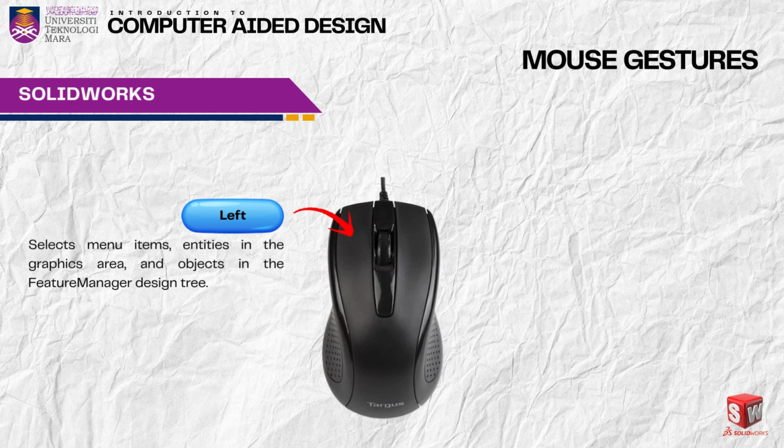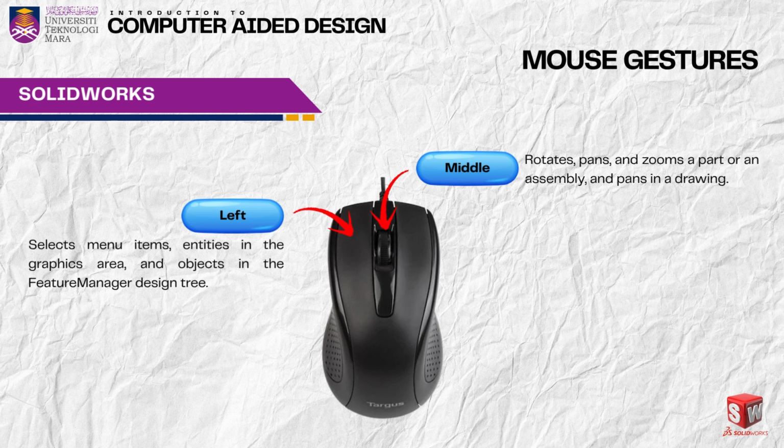Next, we have the middle mouse button, which is usually the scroll wheel on a standard mouse. This button is incredibly powerful for navigating your design. If you click and drag with the middle mouse button, you can freely rotate your model in 3D space, a crucial action for inspecting your design from different angles. Scrolling the wheel forward will zoom in, while scrolling it backward will zoom out. This helps you quickly focus on areas of interest or get an overview of your entire model.